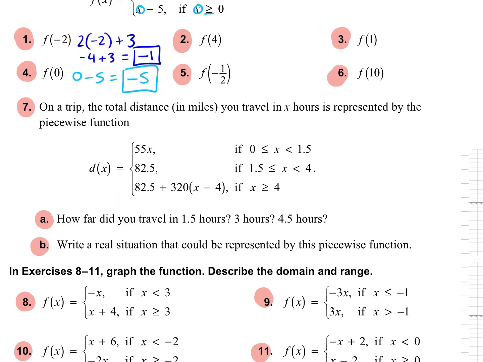So 7 is the same type of question. It just kind of puts it in words. So it says, on a trip, the total distance in miles you travel in x hours is represented by the piecewise function. How far did you travel in 1.5 hours? So 1.5 would belong to which piece? The second one. So how far did I travel in 1.5 hours? 82.5. Awesome. Because same reason we did for the last one, 1.5 is equal to that 1.5. So it belongs to the second.